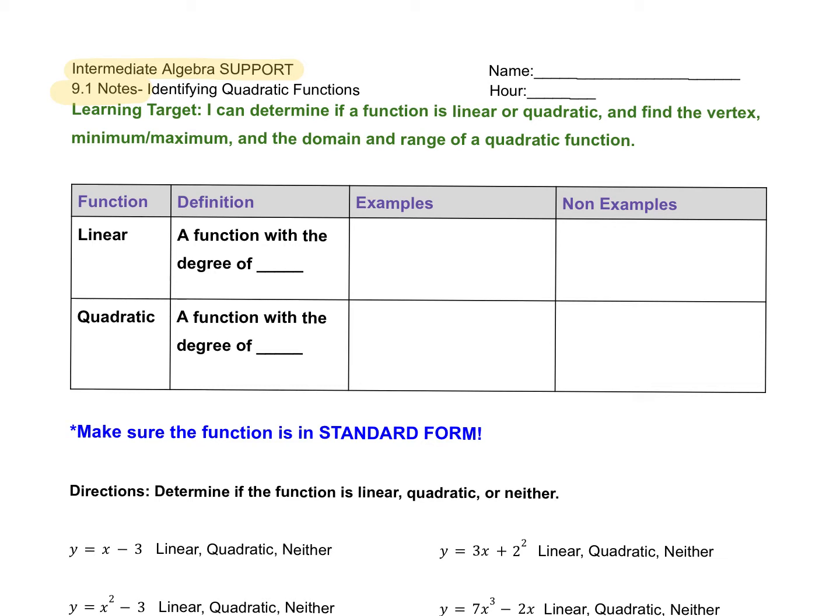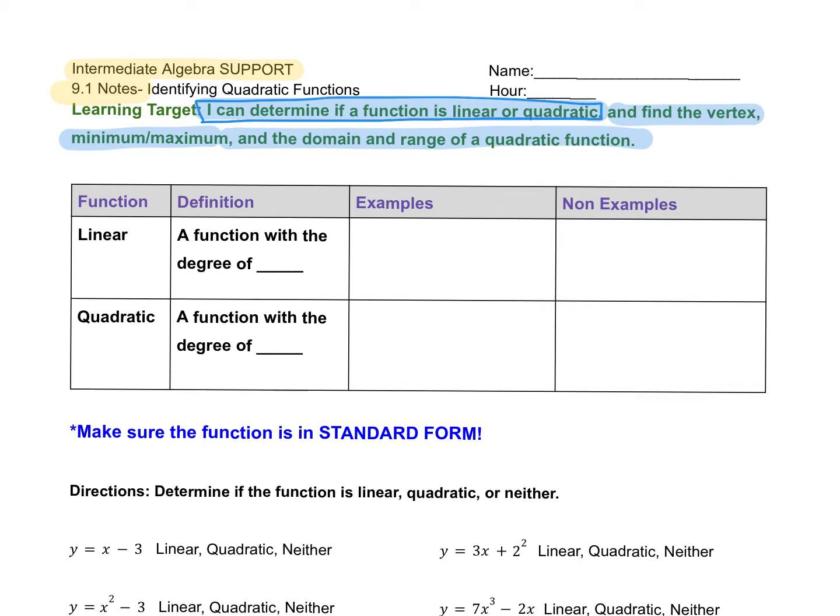Okay, our learning target today is a long one. I can determine if a function is linear or quadratic, and find the vertex, the minimum and maximum, and the domain and range of a quadratic function. A lot of that might seem confusing right now. I promise it'll get better by the end of this video. So the first thing we need to do is figure out what a linear and quadratic function are, because that was the first part of my learning target. I can determine if it is linear or quadratic.